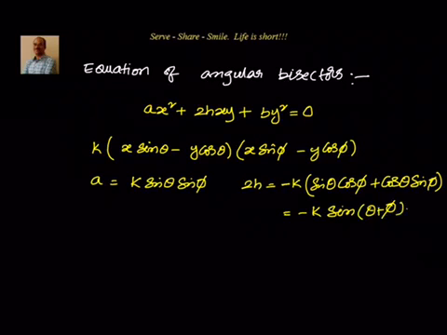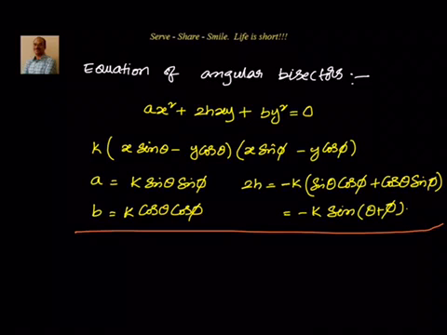One more we have for b, comparing the y² terms. y² comes whenever you multiply the y term with the y term, which is nothing but k cos θ cos φ. So we can write b = k cos θ cos φ. We need to remember this part, so let's put it in a line. We will not erase that, as this is our reference which we will be using.